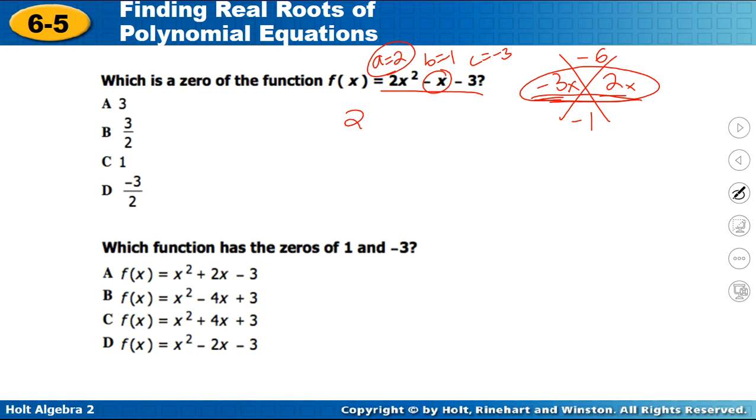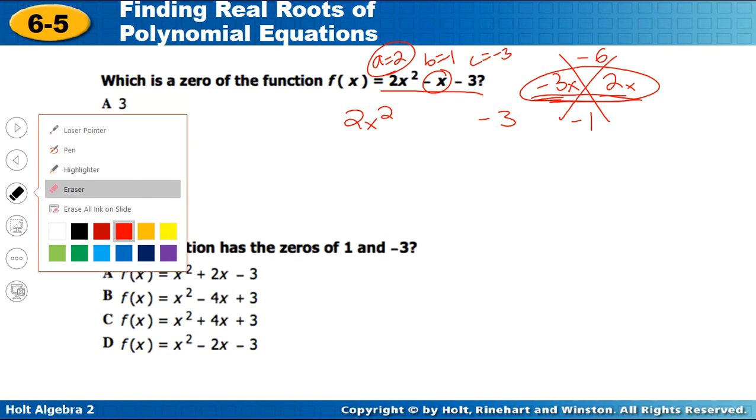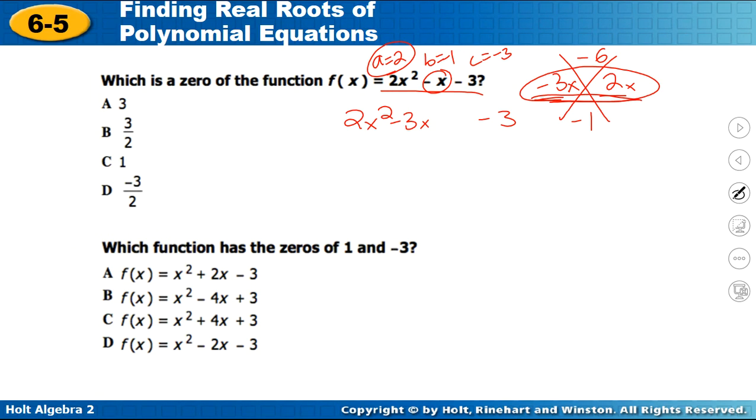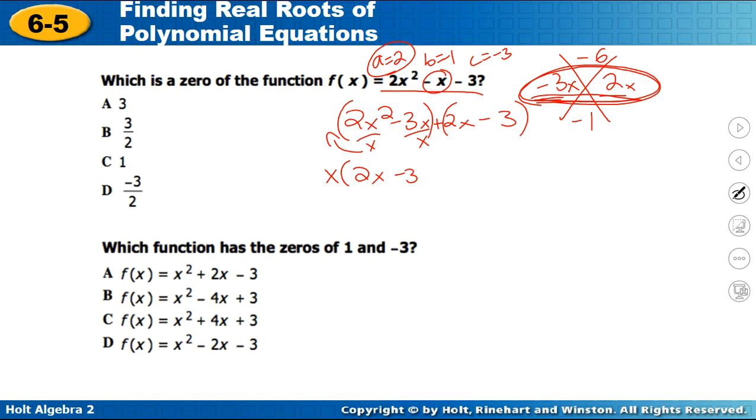So this will become, it was 2x squared minus x minus 3, right? But now I'm going to replace this middle term with my negative 3x plus 2x, the factors I got from here. And once I replace them, then I factor by grouping. So when I group the first group together, I have a GCF. They both have an x in common, so I'll factor an x out. And that'll leave me with 2x minus 3.